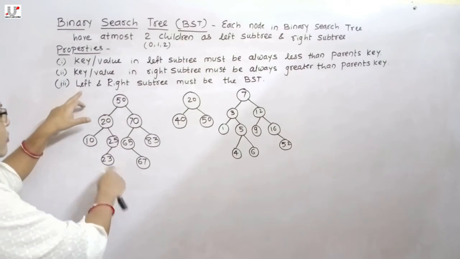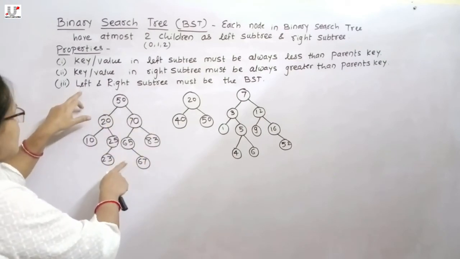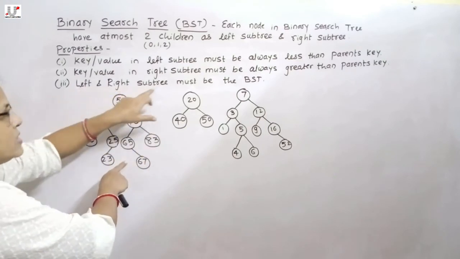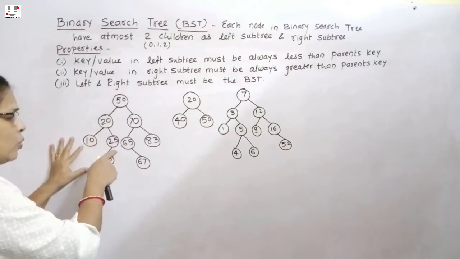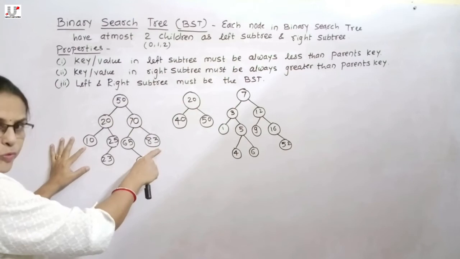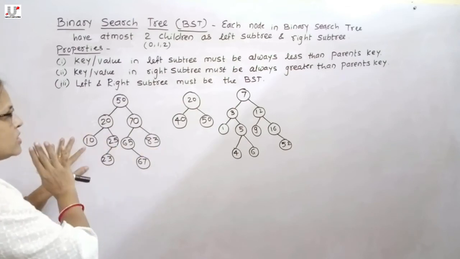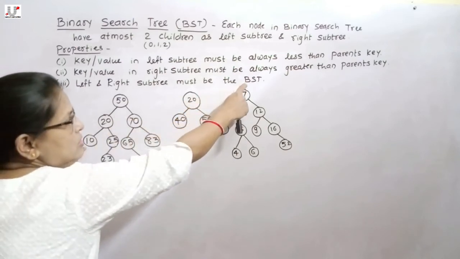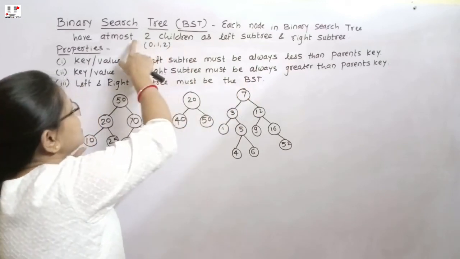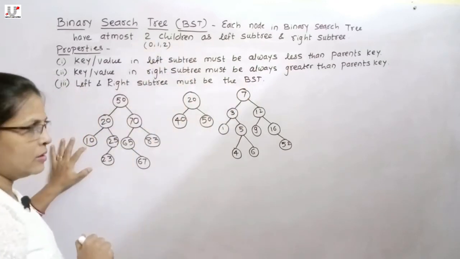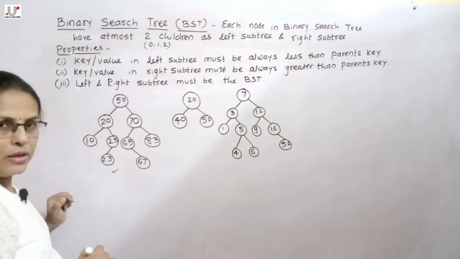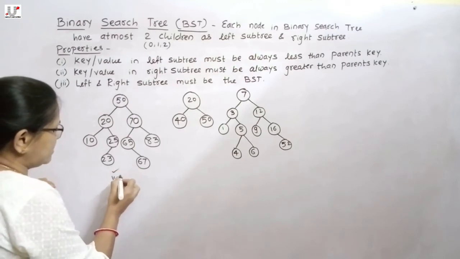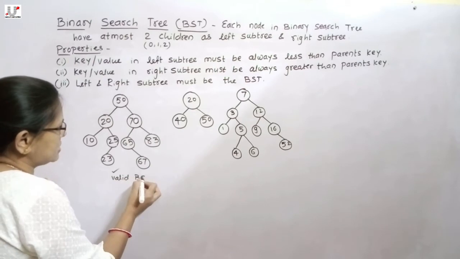And after constructing the tree, all the left and right subtrees must be BSTs. That means each node, including the leaf nodes, satisfies the property of BST, that is, it has at most two children. So it's a valid binary search tree. It's a valid BST.